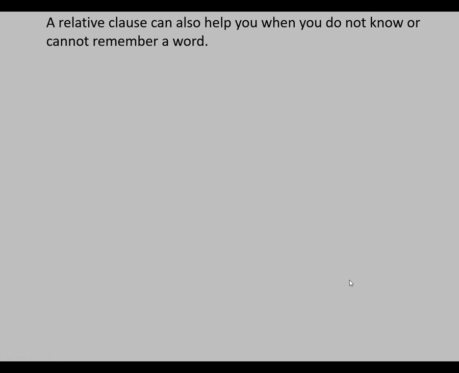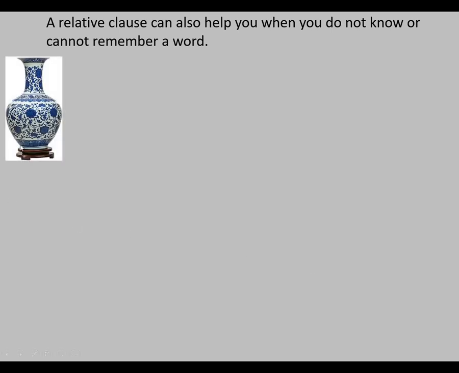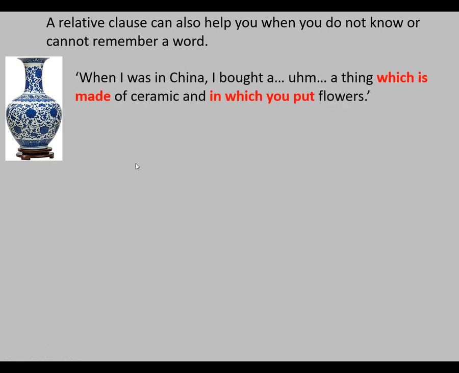A relative clause can also help you when you don't know or cannot remember a word. So it is a very useful tool actually in speaking. Imagine that you don't know the English word for this object, or maybe you know it but you cannot remember it. You want to speak about it like this. When I was in China, I bought, well, it's a thing which is made of ceramic and in which you put flowers. A vase? Oh yeah, I bought a vase.